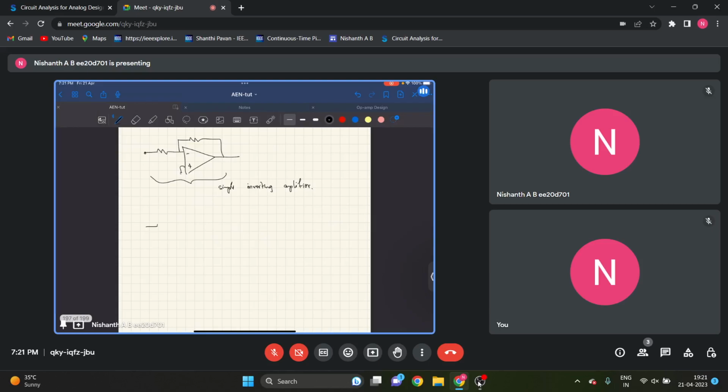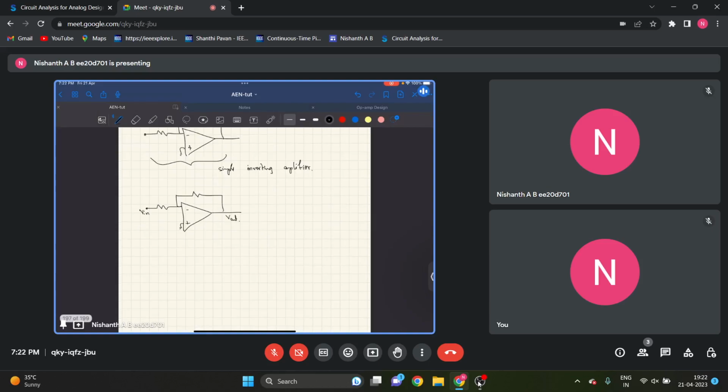Okay. Now, if I have V in here, and this is ground, this is V out. Let's say I model the op amp as a voltage controlled current source. V in, not V in, V, let's call this Vx, and ground. This will be Gm into Vx. Right?